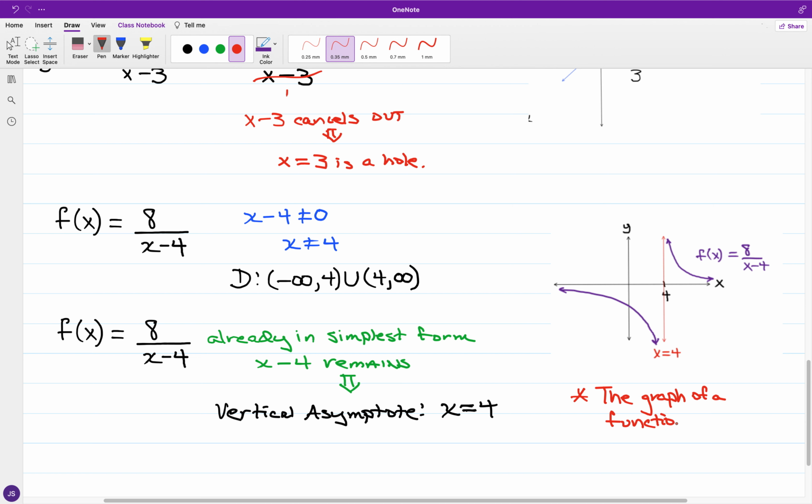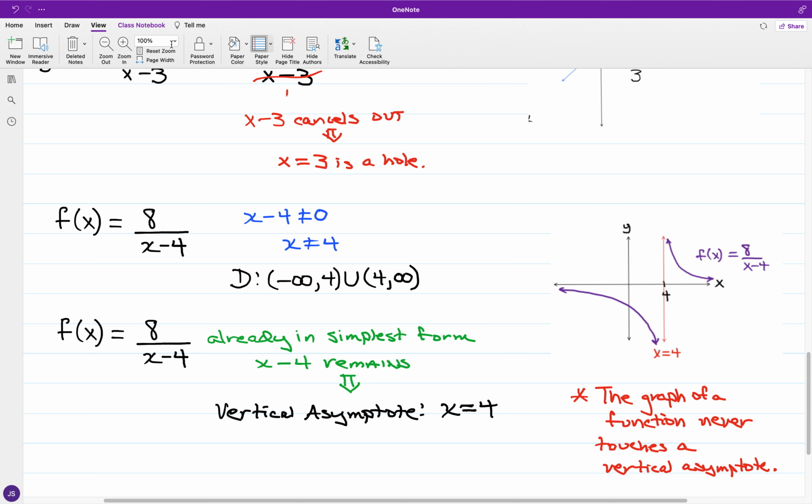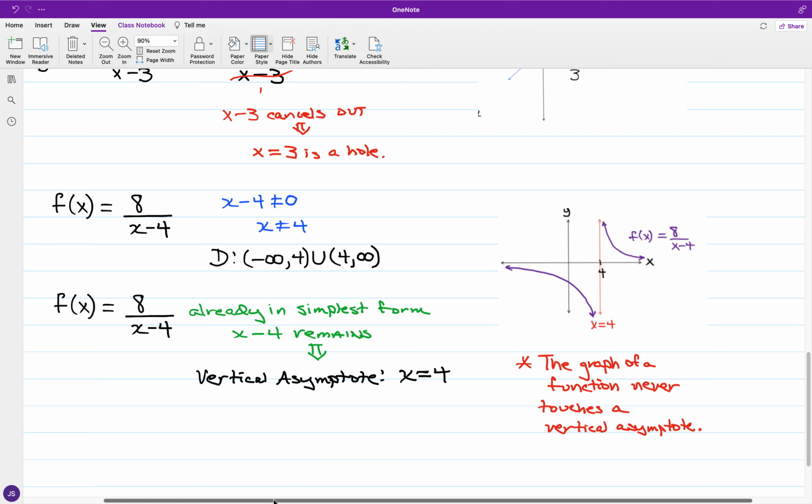There are other types of asymptotes we will be looking into, and there might be some extenuating circumstances where they might come into contact with the graph of a function, but in the case of a vertical asymptote, never. So vertical asymptotes, those are always off limits.